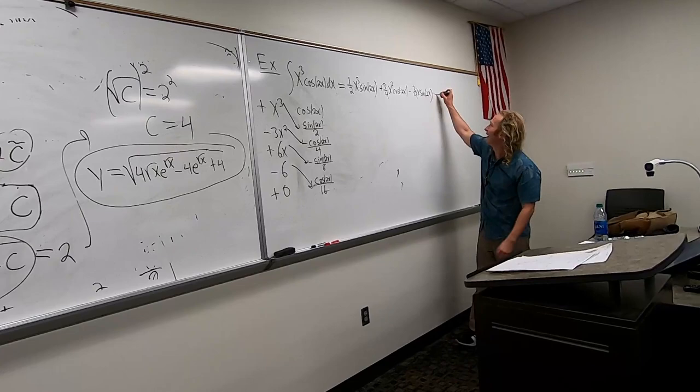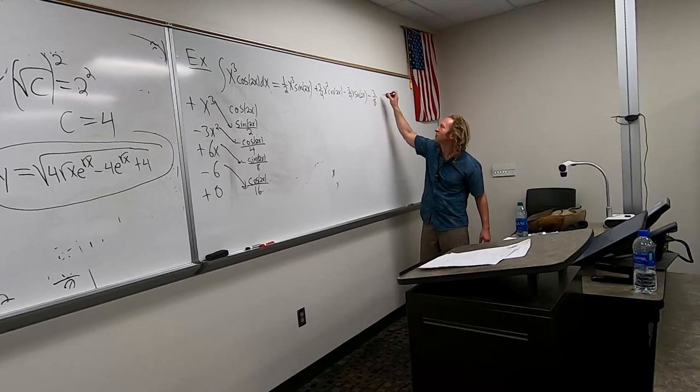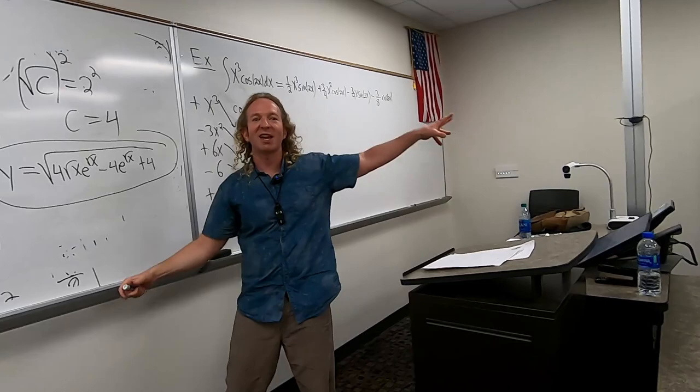3/8 cosine 2x. What's missing in this problem? What do you have to add at the end? The plus c. Yeah, very good. Plus c. That would be the answer.